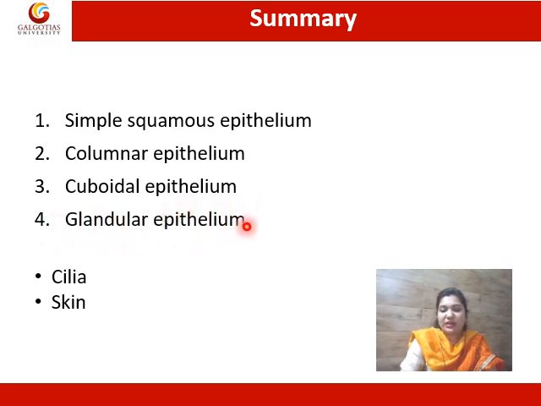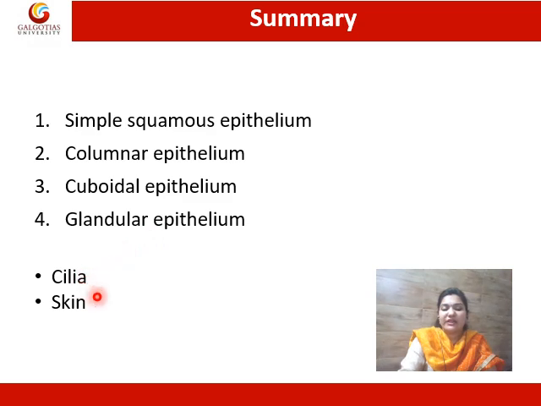And last but not least, the glandular epithelium. The glandular epithelium is formed by cuboidal epithelium cells, and there are some inverted folds in the cuboidal cells which secrete some specific substance in the body, and due to their secretion the epithelium is called glandular epithelium, and the cells which produce or secrete the specific secretions are known as gland cells.